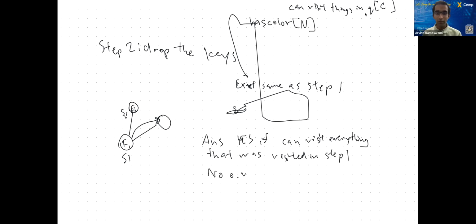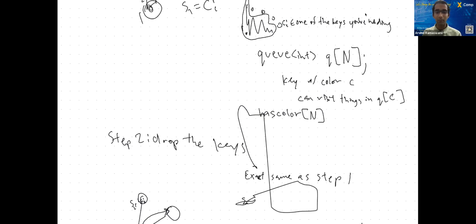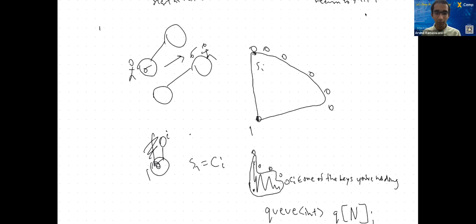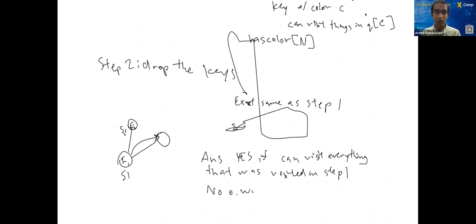All right, any questions? Yeah, so to summarize, I try to visit everything while picking up as many keys as possible. And then I try to drop the keys, and it ends up being the same problem when I try simulating it in reverse order. But yeah, if there are no questions, I'll move on to the next problem.